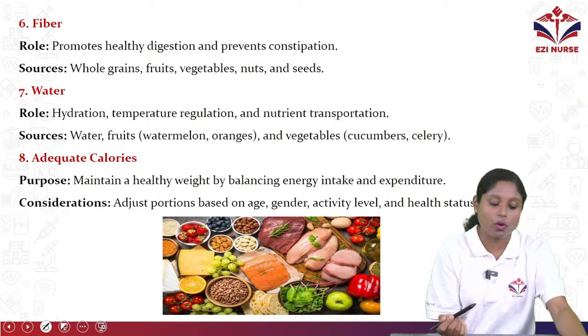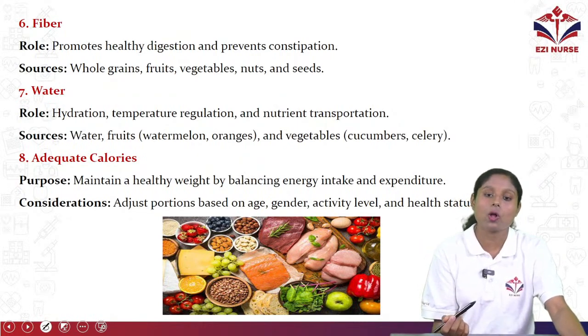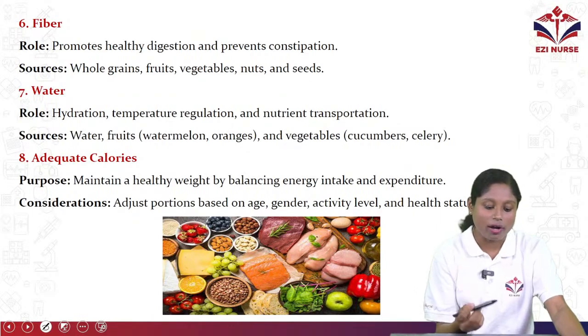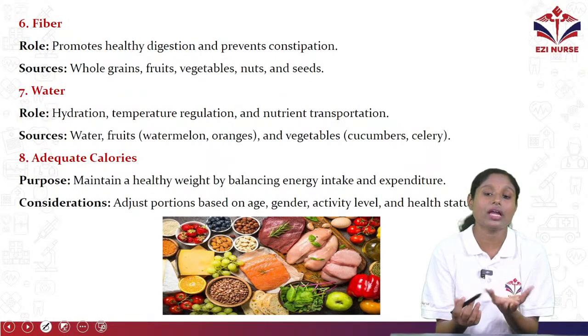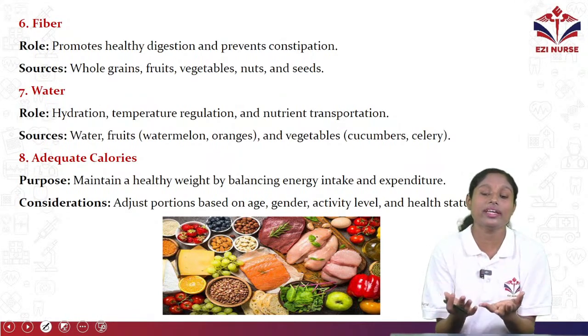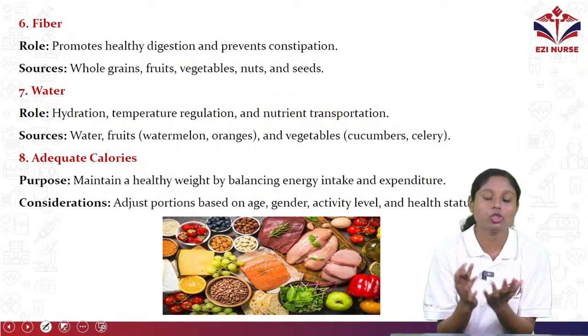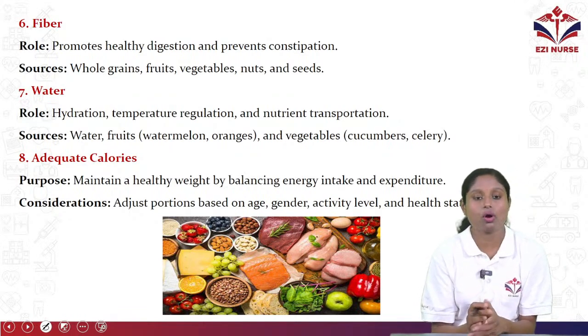So that's the role of water: hydration, temperature regulation and also nutrient transportation. So what are the sources? It is water, fruits like watermelon and oranges. So in the summer season, what will we have? Watermelons and oranges, because why is it? Watermelon is full of water inside. Orange also carries water. And vegetables like cucumber and celery. So these are the main sources of water.